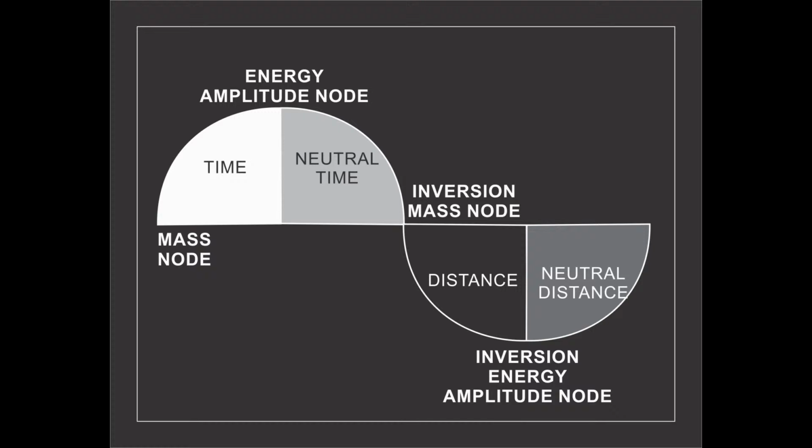It is important to note that the time state is the mass state, and the distance state is the energy state. The evidence for this is not presented in this video, but can be found in the ebook, The Theory of Relativity of Space, Time, and Numbers, and also in the ebook, The Proton Solution.